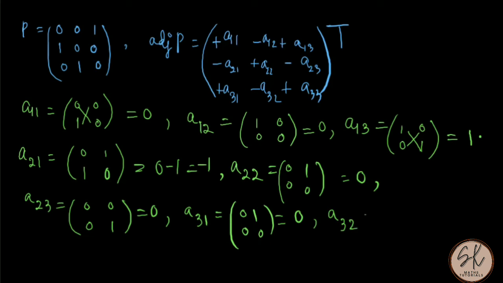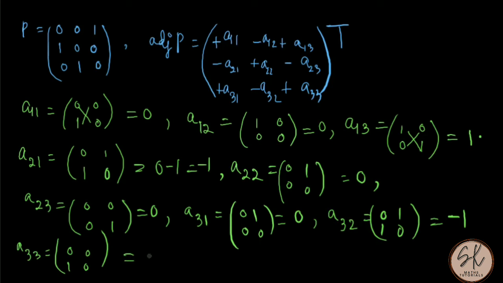Next let us find for A32, which is equal to, hide the third row and second column, then you will get this as 0, 1, 1, 0. So this is 0 minus 1 and its value is minus 1. Next A33. A33 is equal to, hide the third row and third column. So we will get this as 0, 0, 1, 0 and its determinant is also equal to 0. Okay. Now we will substitute the value of all these minors into this. Okay. And then we will do its transpose to get adjugate of P.